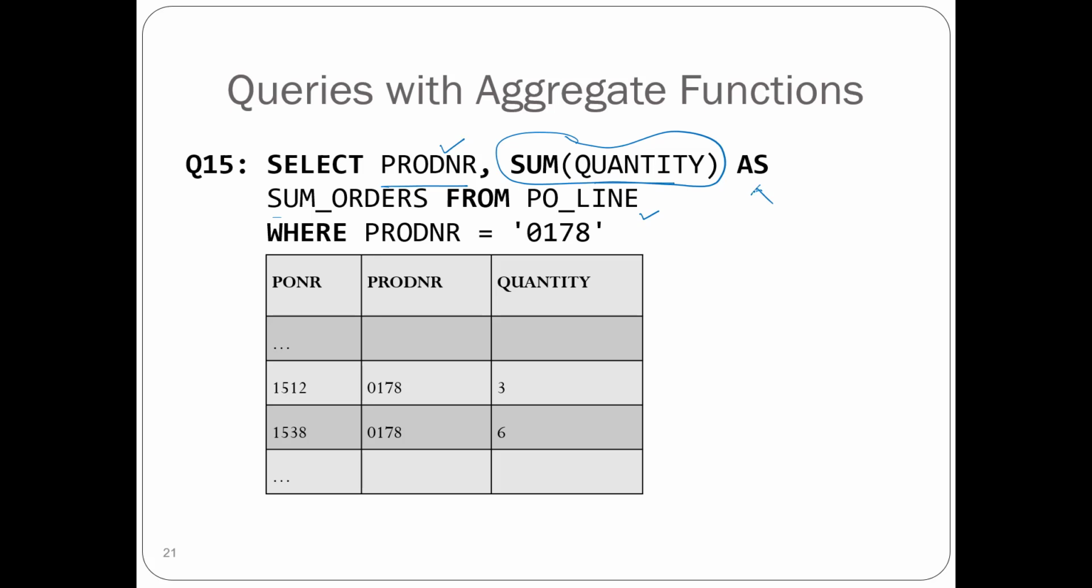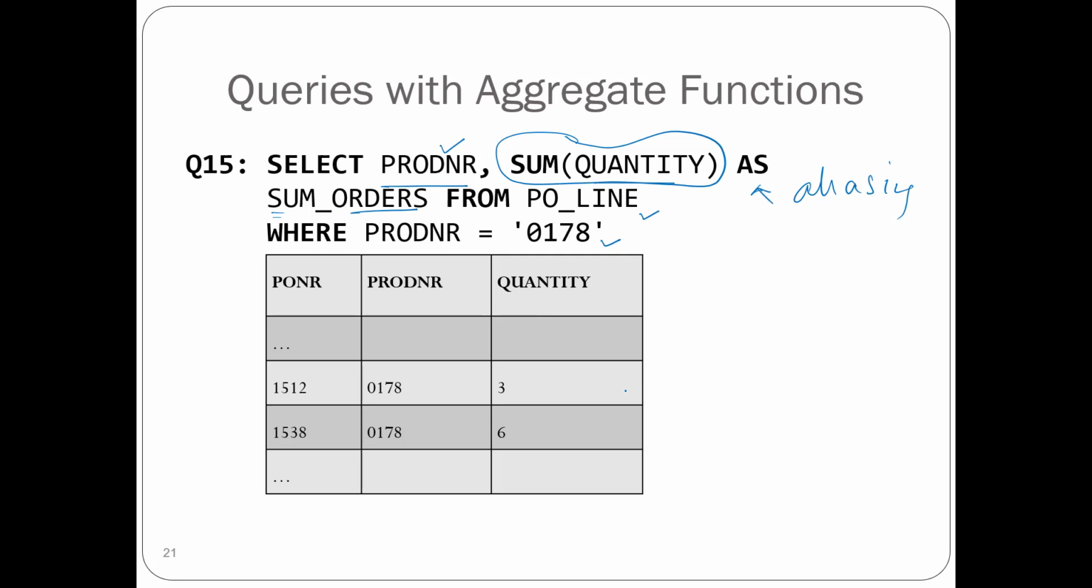So using aliasing, we are giving a name to this summation that we are doing. We're calling it sum orders. And this data is coming from PO line, the purchase order line table, and the condition is where the product number is 0178. So from this table, we want to find out how much of this product has been requested or ordered. The quantity column has that, but we want to sum it up because we want this total quantity for one product with product number 0178. How to do that? Simple, apply the sum aggregate function.